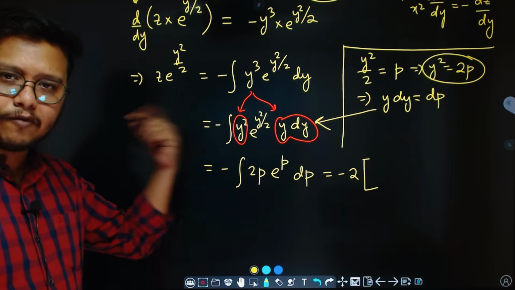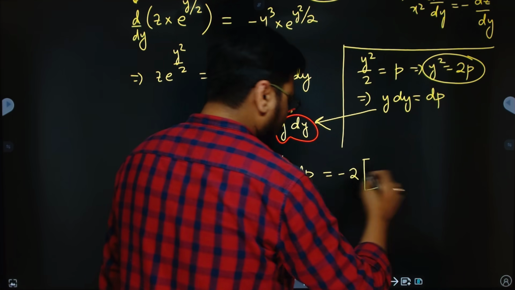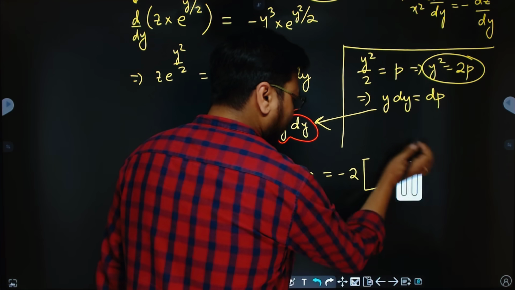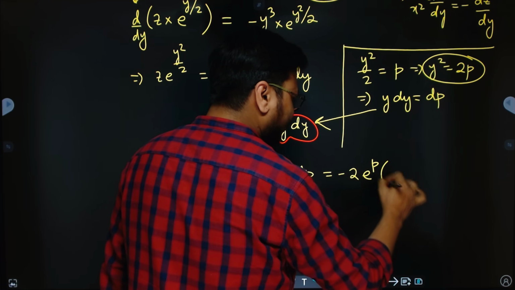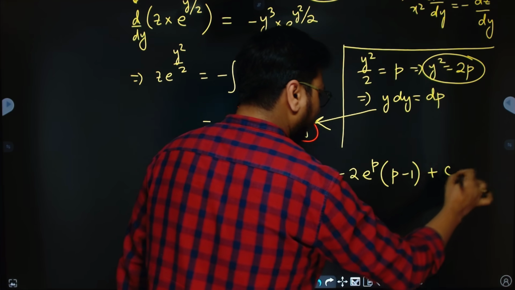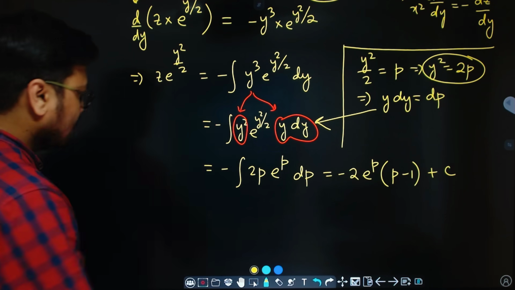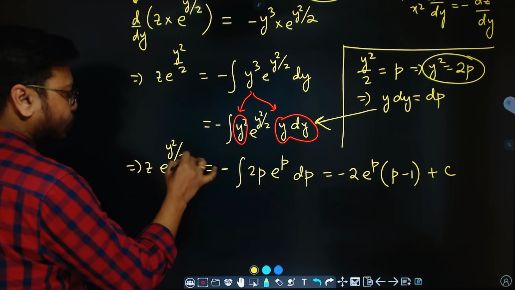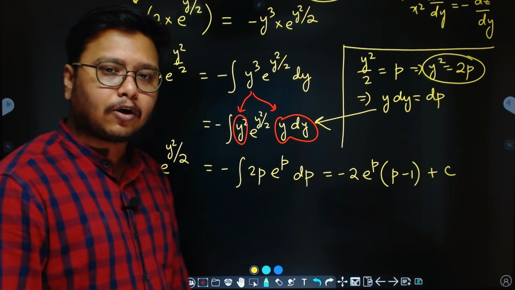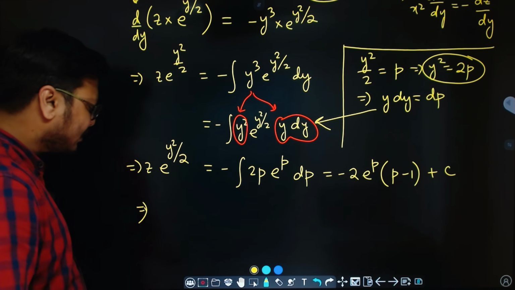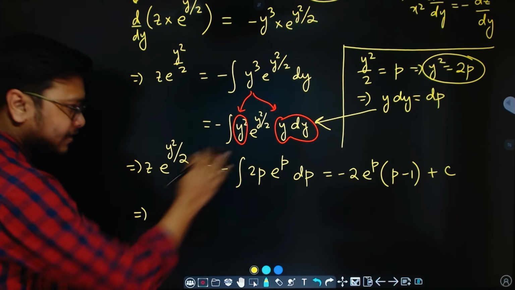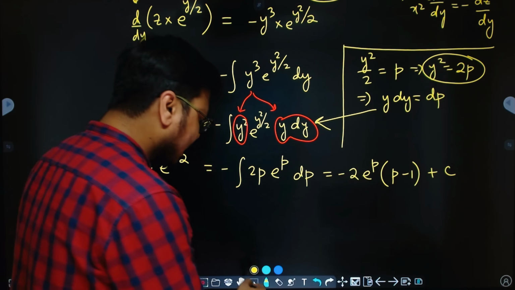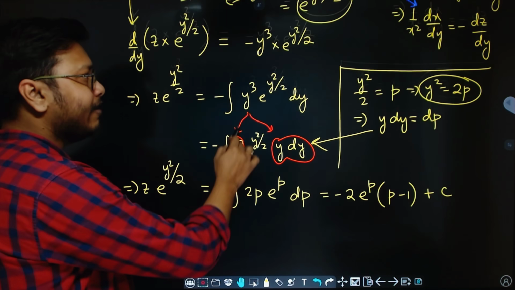The by parts of this we have already done in the first question. So that is actually e to the power p goes constant, and we get p minus 1 plus integrating constant c. On the left side we have z e to the power y square upon 2. Now we need to substitute back all the variables. Okay, this is where people forget. They leave the answer here, marks will get deducted. You need to substitute back everything.